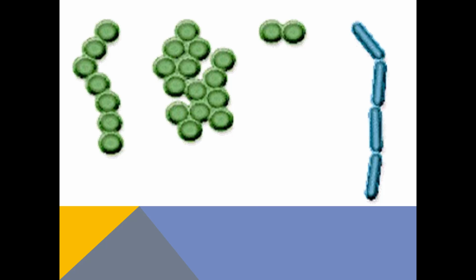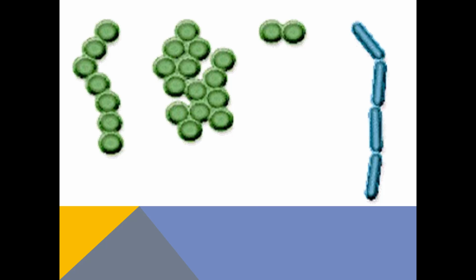Now arrangement. Arrangement has to do with the way the cells divide and whether or not they separate from one another. Most often there is no arrangement with bacteria, but if there is a specific arrangement, that is something notable that we can actually use to help identify the organism.